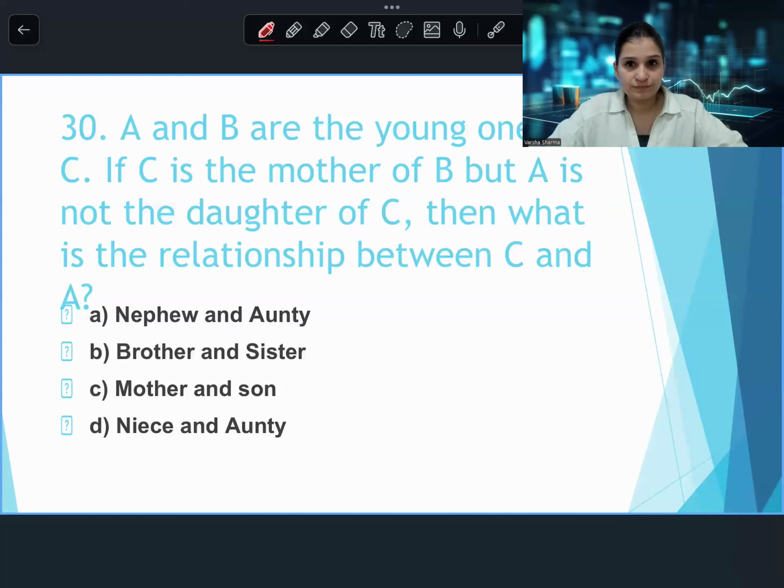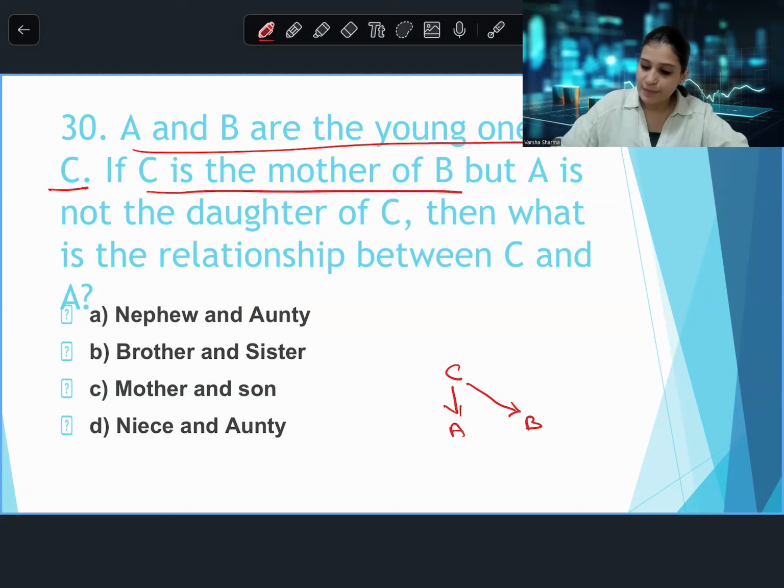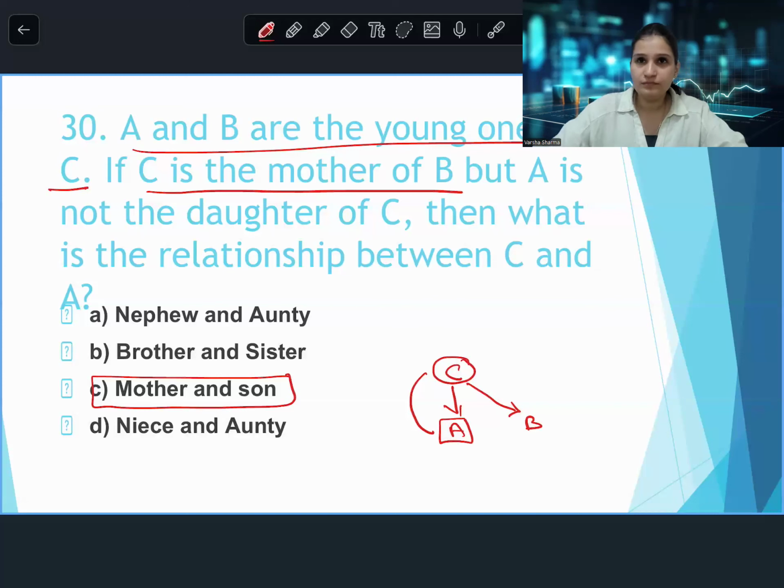30. Mother and son. A and B are the young ones of C. Till now, not sure about their genders. C is the mother of B, but A is not the daughter. So A is the son. Between C and A: mother and daughter, sorry, mother and son. Yes, ma'am. Any doubts till question number 30? No, ma'am.